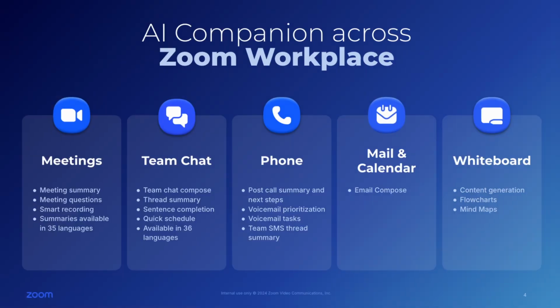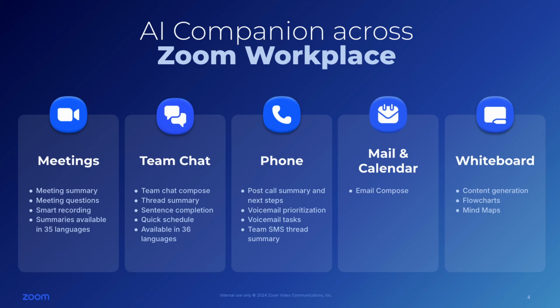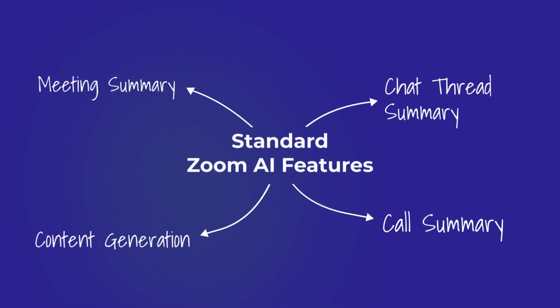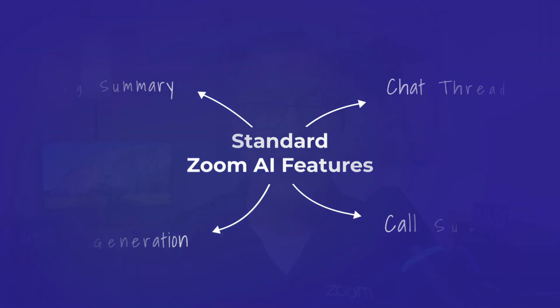To set the table, the visual you're seeing here represents our standard AI companion features. These are already included with your licensed Zoom plans, so they're not going away. Features like meeting summary, chat thread summary, call summary, content generation, and many others are still there for your use at no extra cost. Here's what we're doing.